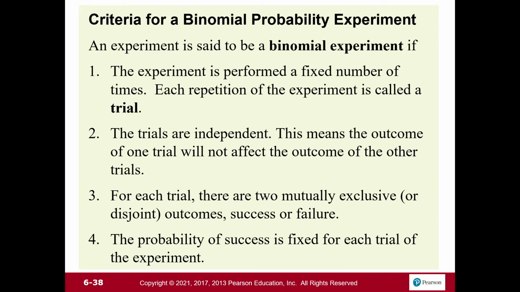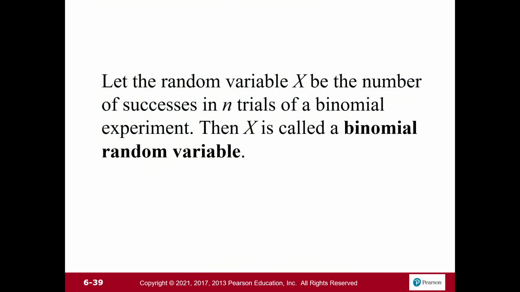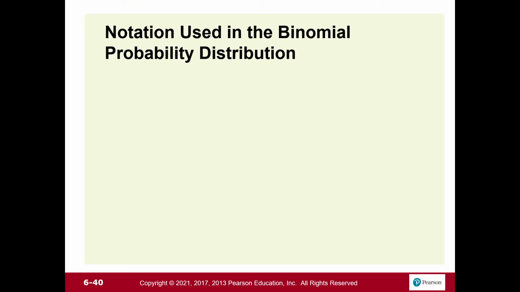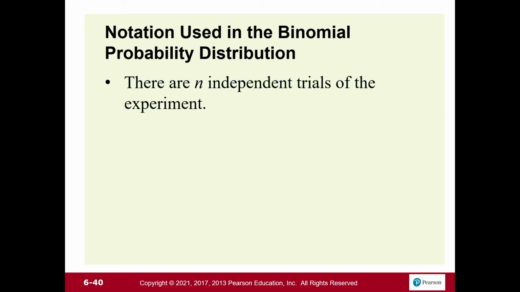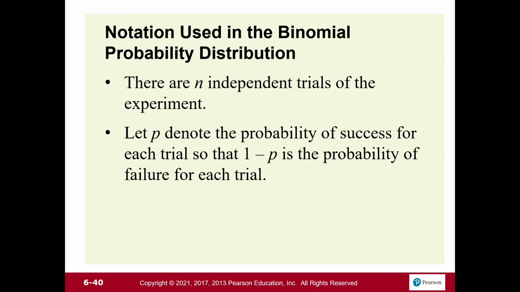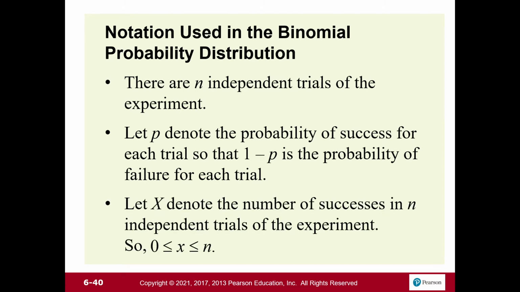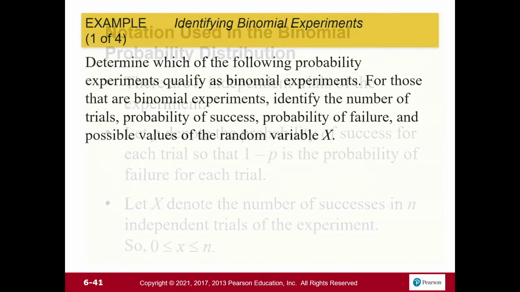Let the random variable x be the number of successes in n trials of a binomial experiment. Then x is called a binomial random variable. So here's some notation that's used when we're referring to a binomial probability distribution. There are n independent trials. Let p denote the probability of success for each trial, so that 1 minus p will be the probability of failure. And finally, let x denote the number of successes in n independent trials of the experiment. So we have 0 is less than or equal to x, which is less than or equal to n.